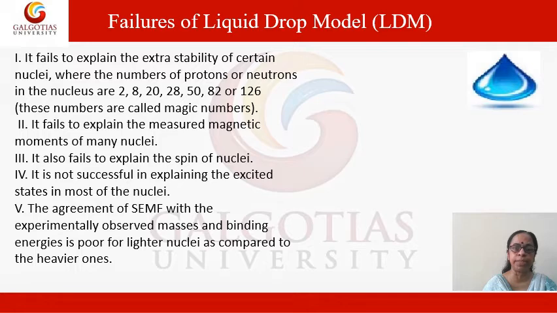It fails to explain the measured magnetic moments of many nuclei. It also fails to explain the spin of nuclei, and also the excited states in most of the nuclei. The agreement of the semi-empirical mass formula with the experimentally observed masses and binding energies is poor for lighter nuclei as compared to the heavier ones.